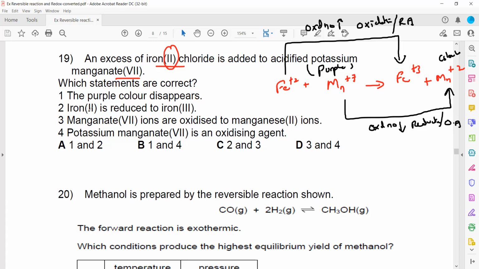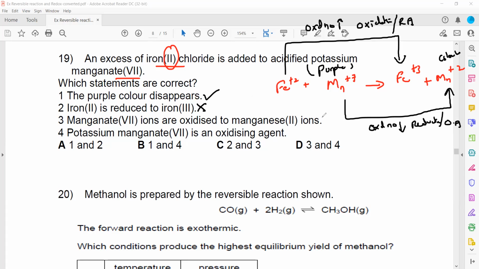So when we check this statement, the purple color disappears. That's true because originally Mn plus 7 turned into Mn plus 2. So the purple color will disappear, or there will be no purple color. That's true. Iron 2 is reduced to iron 3. That's not reduction, that is called oxidation. So this is not correct.